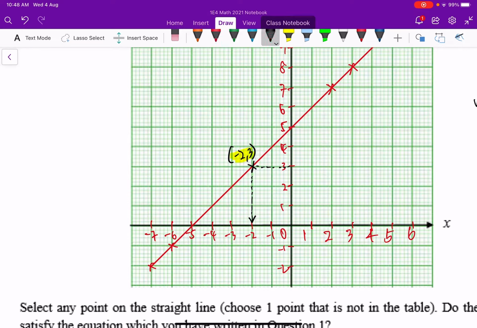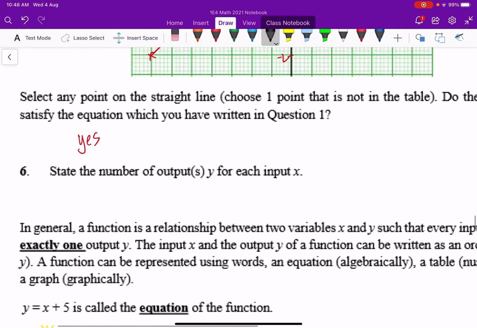So you might want to pause the video and try a separate value. Maybe you don't try this -2. Maybe you want to try this. What if I use my x as 1? Does my y equal 6? You can test it out.